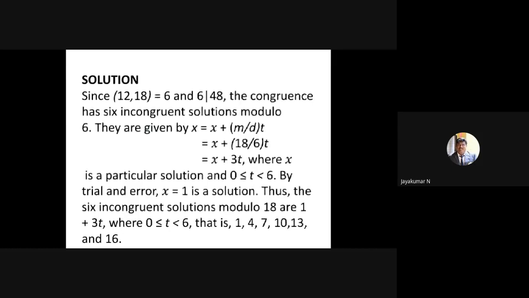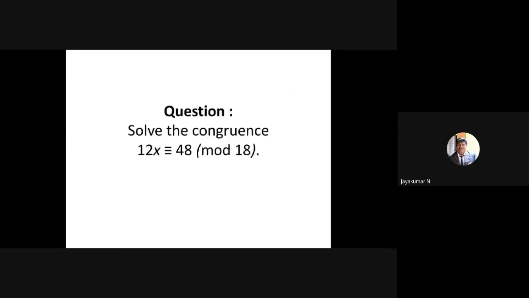So now count the incongruent solutions: 1, 4, 7, 10, just count. So you can get 6 incongruent solutions. What are the incongruent solutions? 1, 4, 7, 10, 13, 16, which are the incongruent solutions of the linear congruence 12x congruent to 48 mod 18.